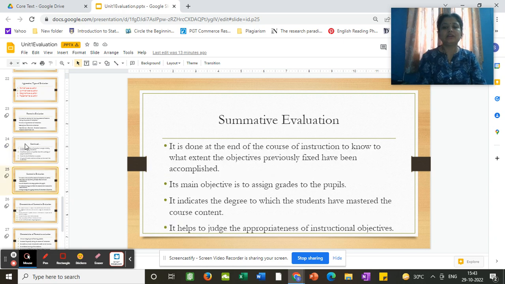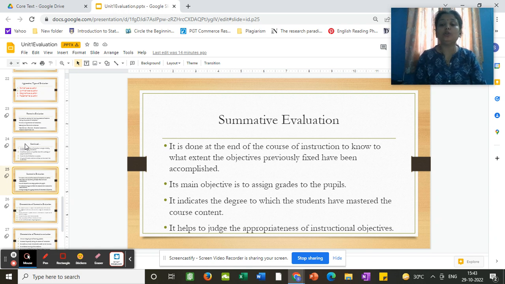More importantly, the next is summative evaluation. It is done at the end of the course of instruction to know to what extent the objectives previously fixed have been accomplished. Its main objective is to assign grades to the pupils. And when we talk about summative evaluation, it's a sum up basically. So it is conducted at the end of the content or the course unit or the coursework.